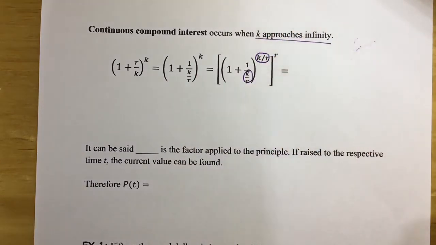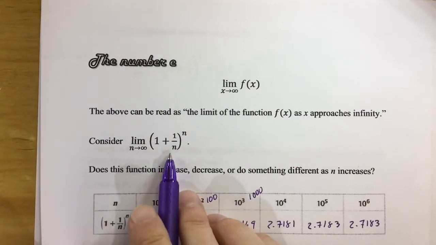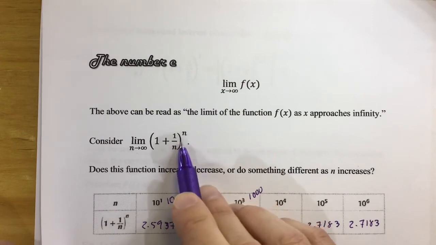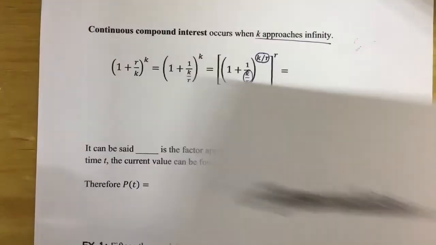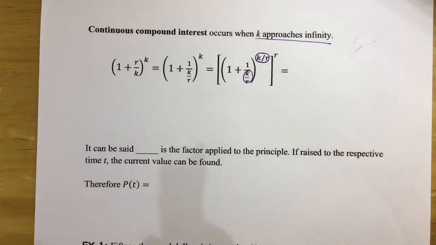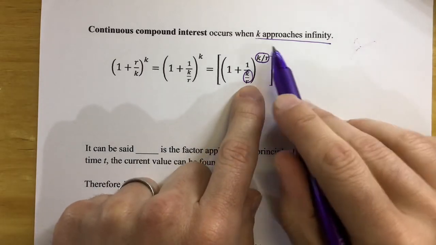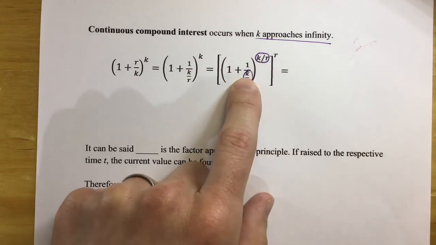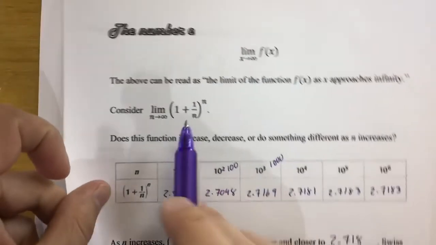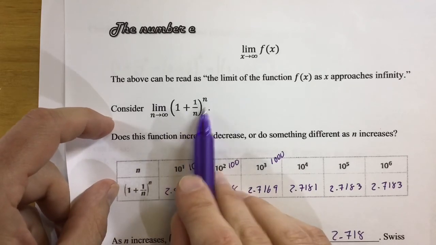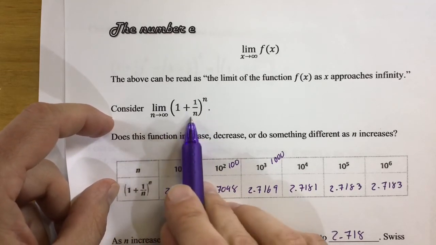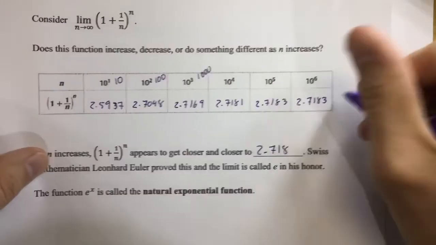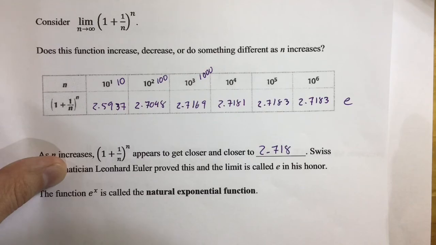And if we go back to the beginning of the notes, that's this guy. The only difference is that instead of having an n, I've got a k over r, right? And r is a constant, it's just a rate, so don't worry about the r value. If I evaluate this as k goes to infinity, then I might as well be evaluating this as n goes to infinity. And when I evaluate this as n goes to infinity, I get e.